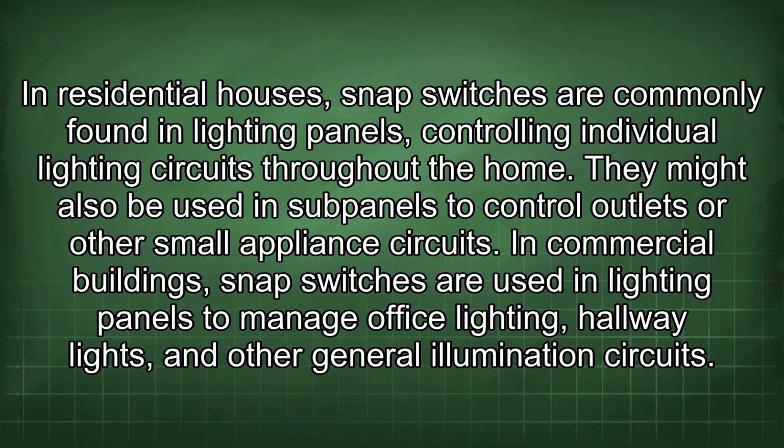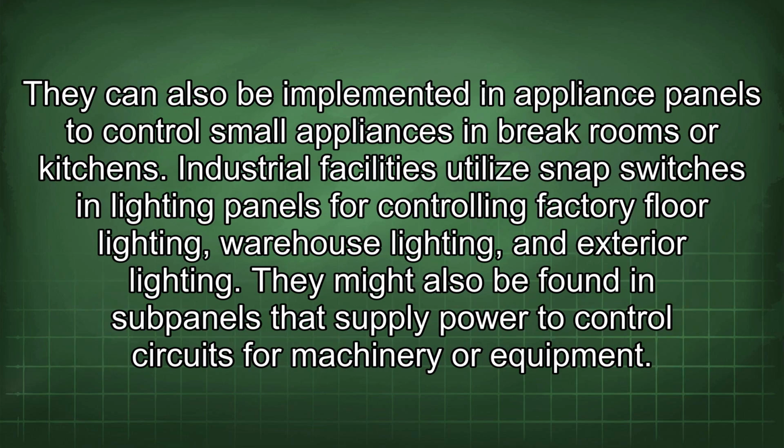In commercial buildings, snap switches are used in lighting panels to manage office lighting, hallway lights, and other general illumination circuits. They can also be implemented in appliance panels to control small appliances in break rooms or kitchens. Industrial facilities utilize snap switches in lighting panels for controlling factory floor lighting, warehouse lighting, and exterior lighting. They might also be found in subpanels that supply power to control circuits for machinery or equipment.